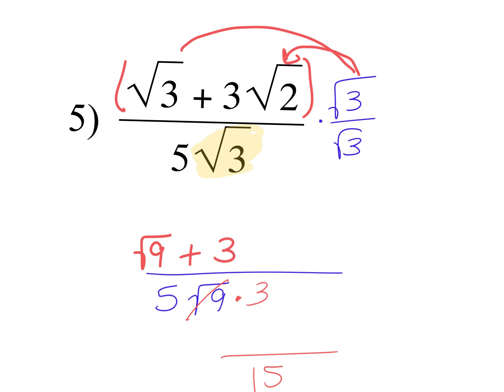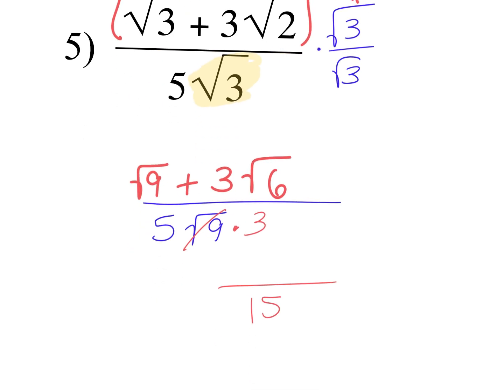So this is 3 square root of what? What's 3 times 2? 6. And now what can we simplify? What is the square root of 9? 3. So this becomes 3 plus 3 square roots of 6.